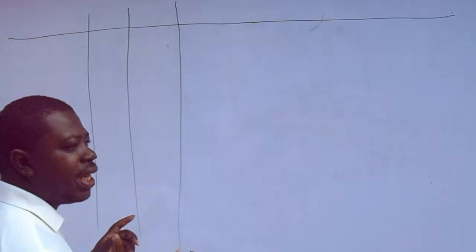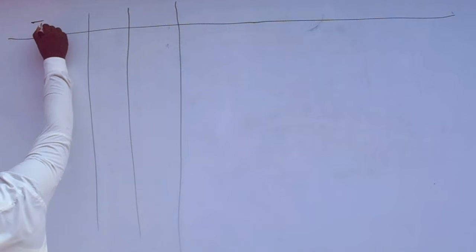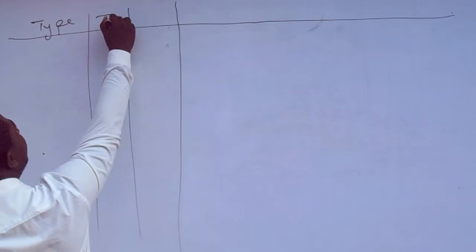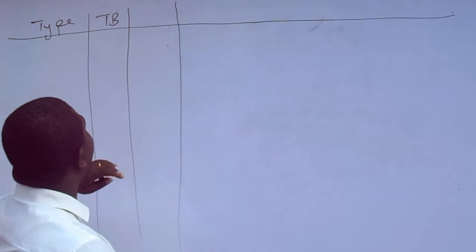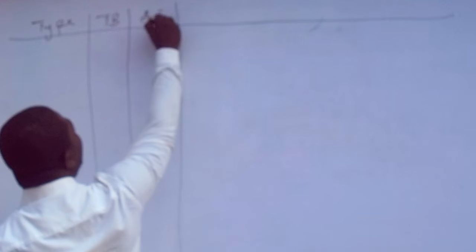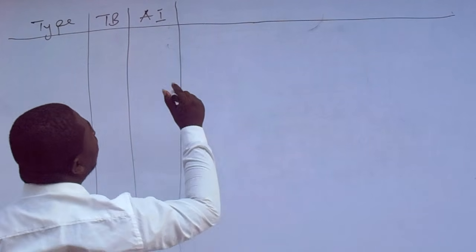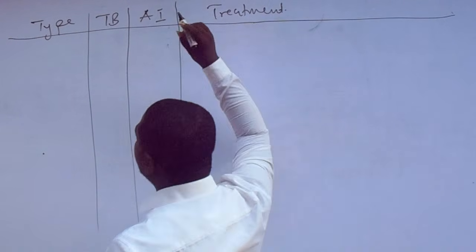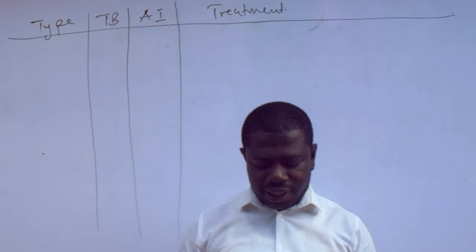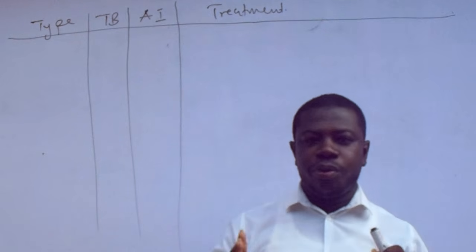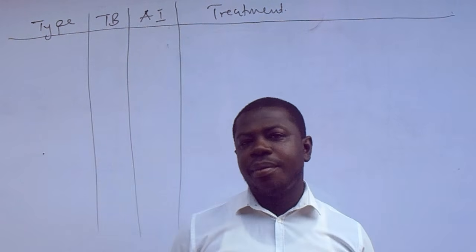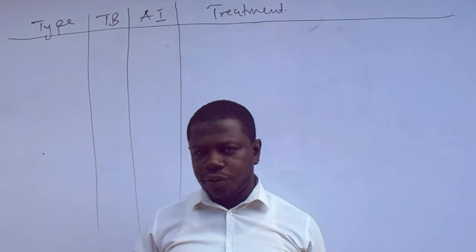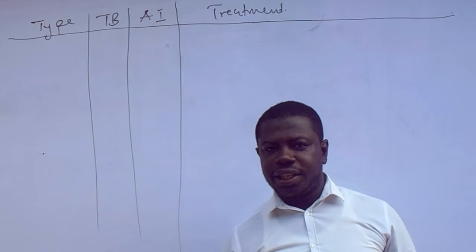Now, let me call this place type, and then I'll call this place TB, which is trial balance, and then I'll call this place AI, which is additional information, and I'll call this place treatment. So this is a table that I have devised to try and explain how provision for doubtful debts are being treated. Now, we can have three different types of provision for doubtful debts. It will come in three different types.